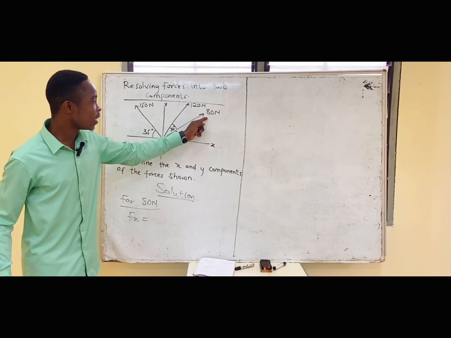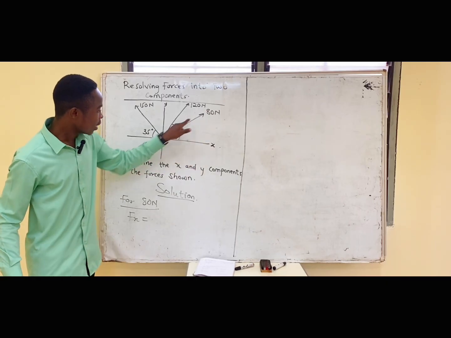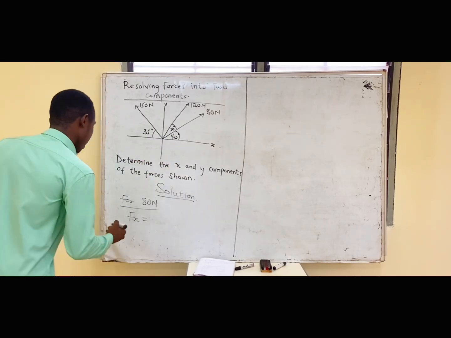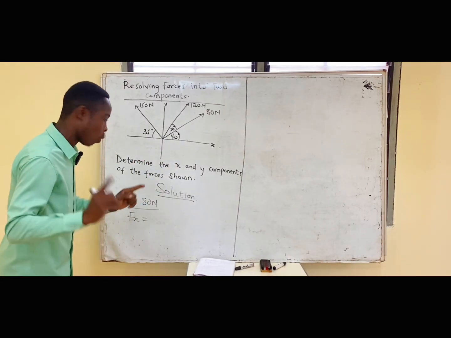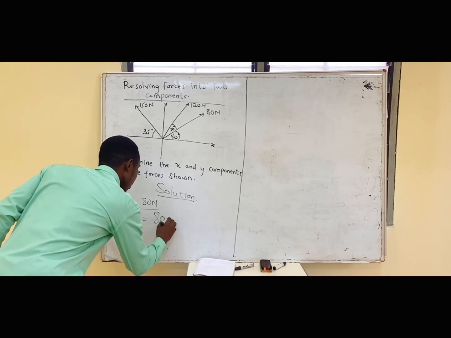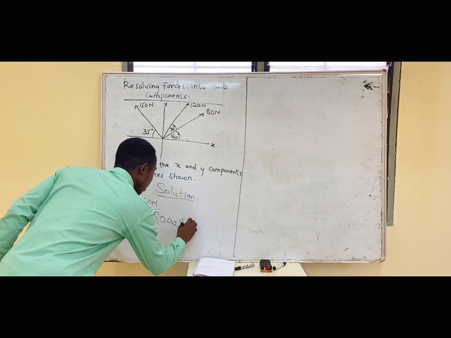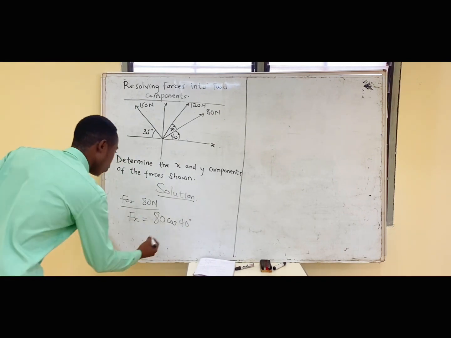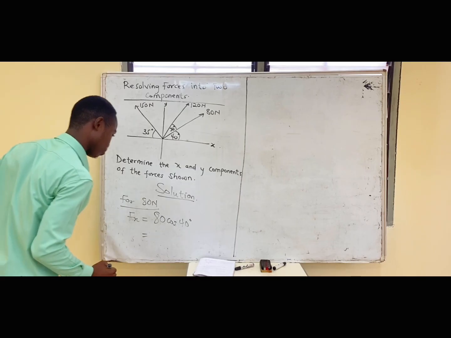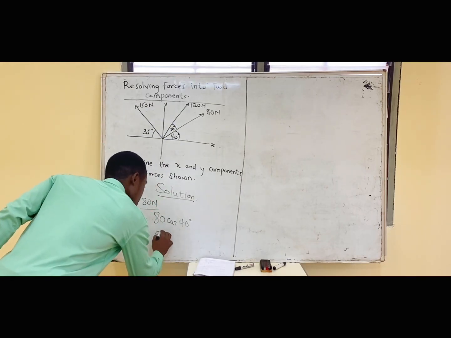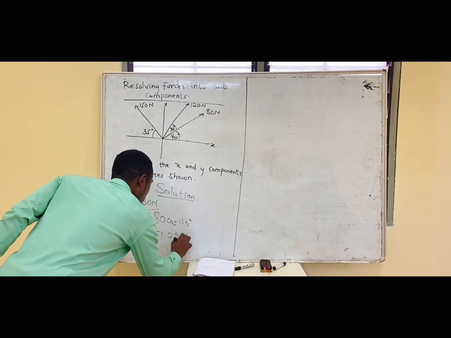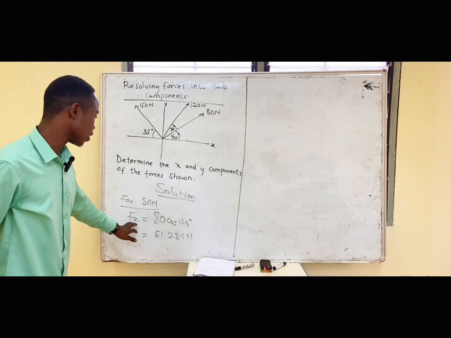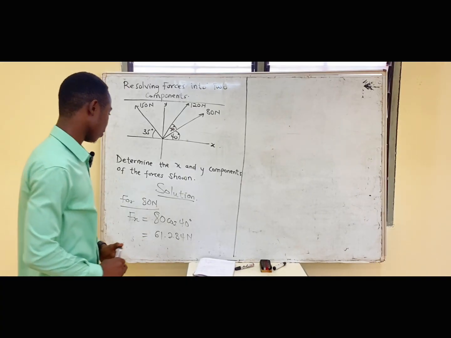So resolving the 80 Newton into X component, since the angle is adjacent to the x-axis, the X component will take the cos. So we have 80 cos 40 degrees. I hope you are with me. Good. Now 80 cos 40 degrees will give us 61.284 Newton. Very good. Now that's the X component of the 80 Newton force.